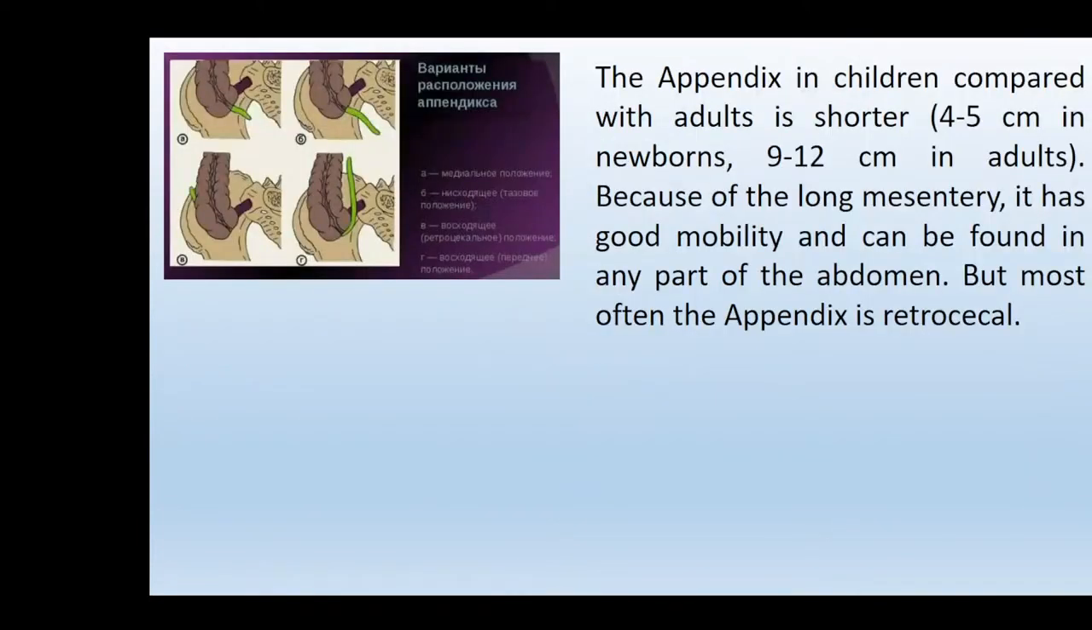The appendix of children, compared with adults, is shorter: 4 to 5 centimeters in newborns and 9 to 12 centimeters in adults. Because of a long mesentery and good mobility, it can be found in any part of the abdomen, but most often it is retrocecal. On the picture you can see different variants of the position of the appendix.